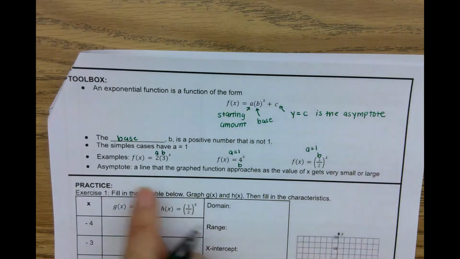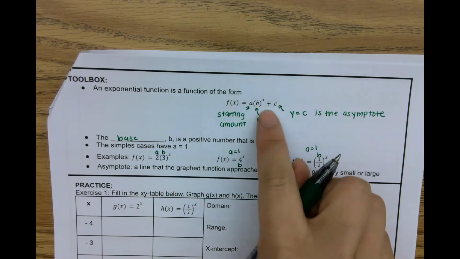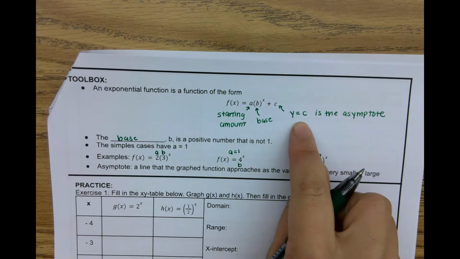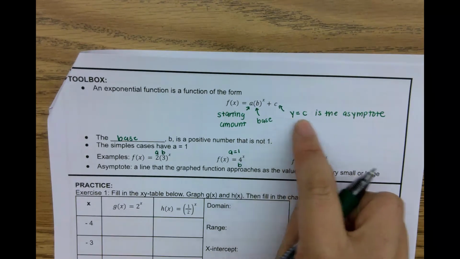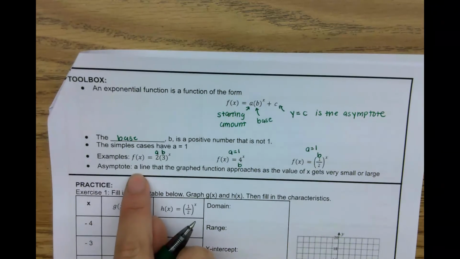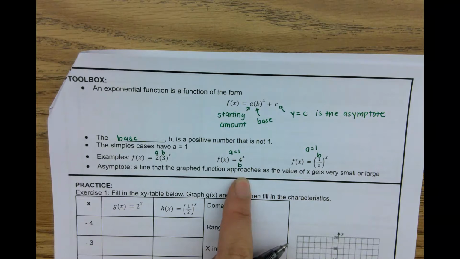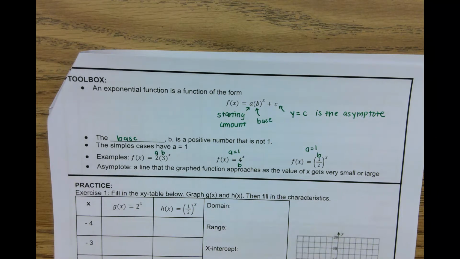So what an asymptote is: I just talked about how if you have something plus c here, for our exponential function the line y equals c is our asymptote. An asymptote is a line that the graphed function approaches. It gets closer and closer and closer to it as our x gets either smaller or bigger.